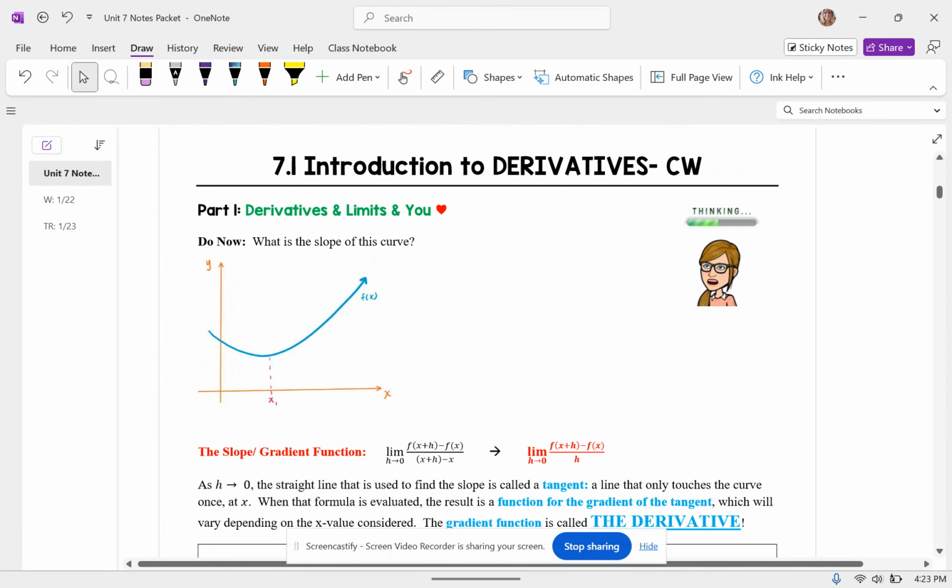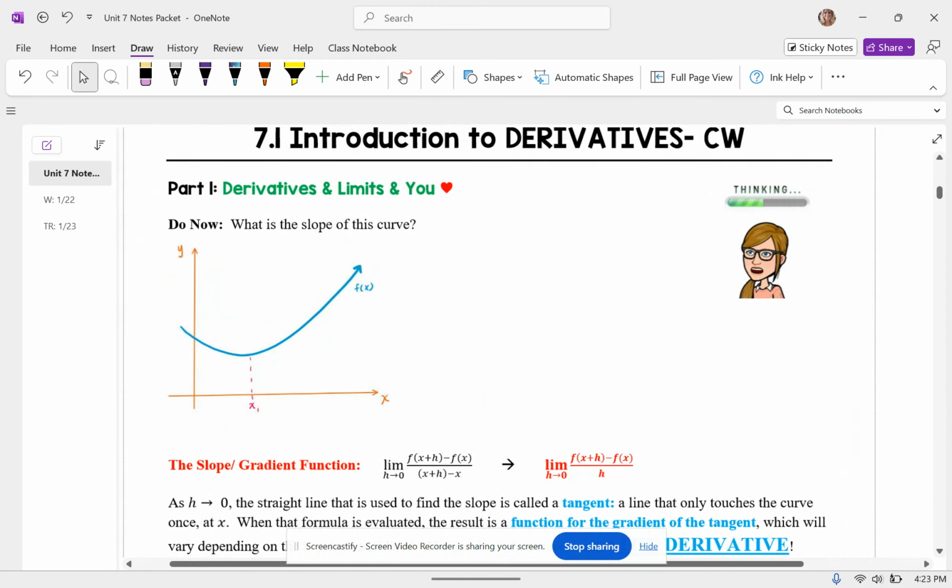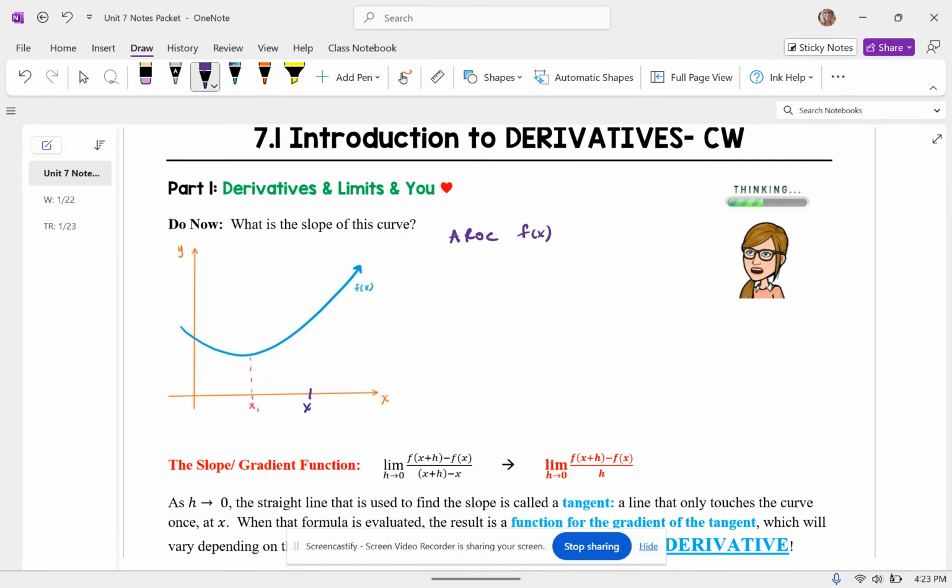So, when you want to find the average rate of change of a function over a specific interval, you calculate the slope, right? So, let's say I want to find the average rate of change of f of x over the domain from x to some horizontal distance that I add to x. Let's call it x plus h, okay?